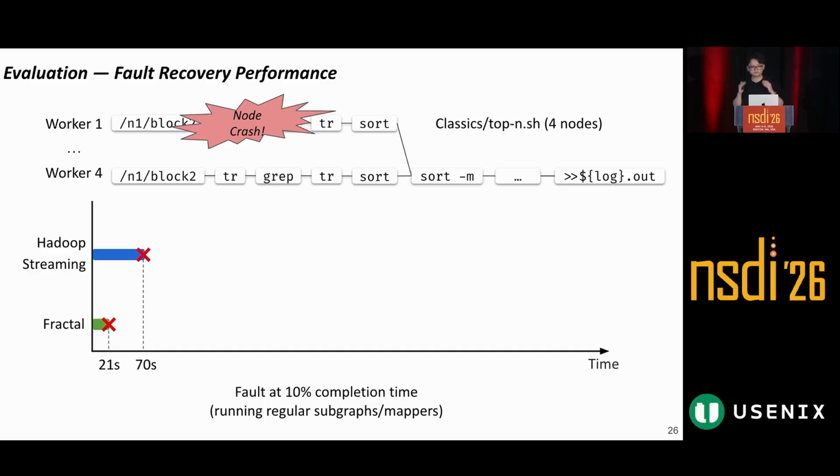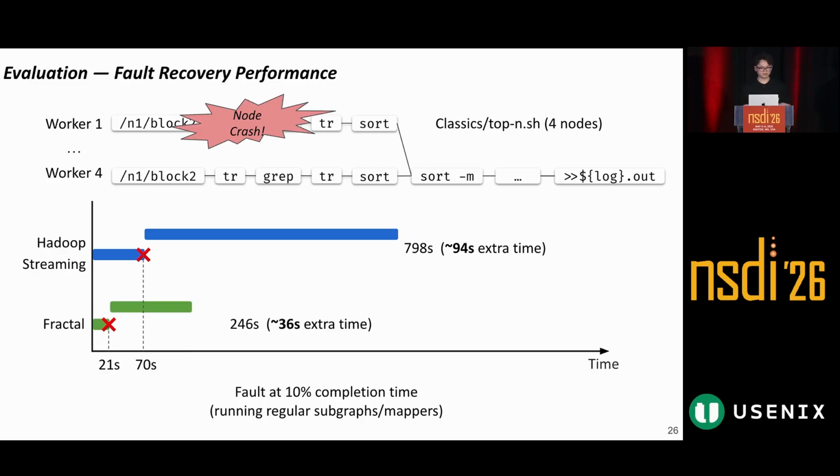We first inject faults at 10% completion time, where both systems are either executing the regular subgraphs or the mappers. In this case, Hadoop streaming takes about 94 seconds extra time to recover from the fault, and Fractal takes about 36 seconds extra time to recover from the fault. In this case, both systems recompute only effective computation while preserving the parallelism across the entire program.